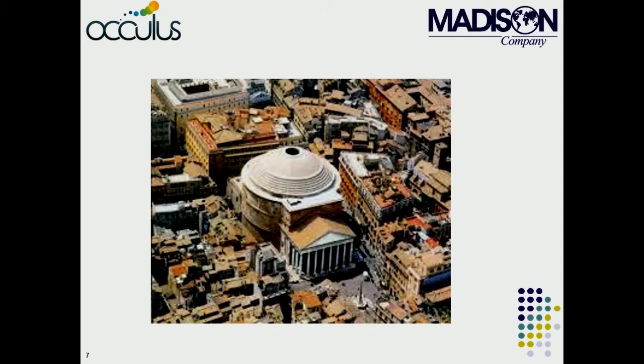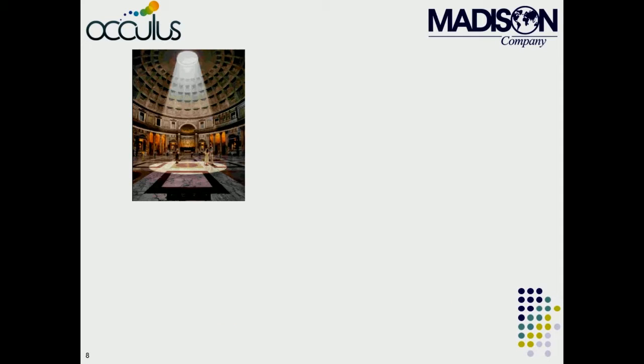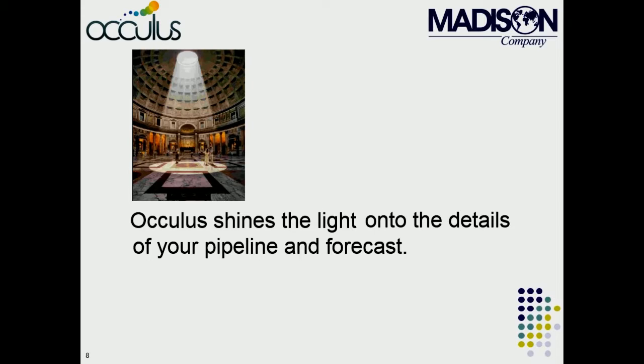So let's take a look at this one picture here. It's the Pantheon in Rome. And at the top you can see there's a little hole there. And that's a window. Actually, what you see is a window where the light will shine through. And when the light is shining through this window, it kind of illuminates everything underneath. And this is how Occulus was named, because Occulus shines the light. And it's shining the light onto the details of the pipeline and the forecast itself.